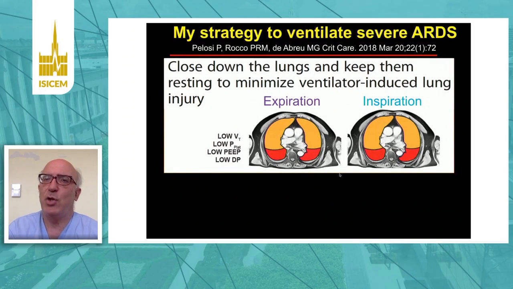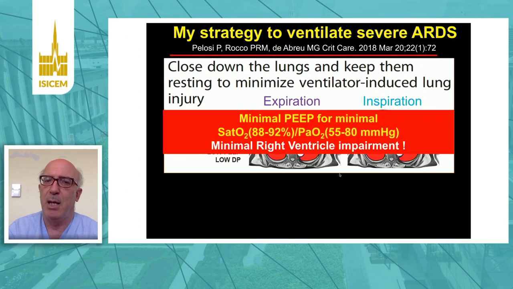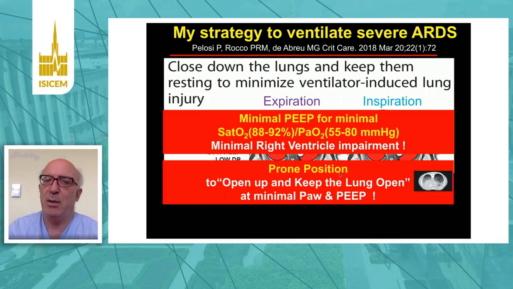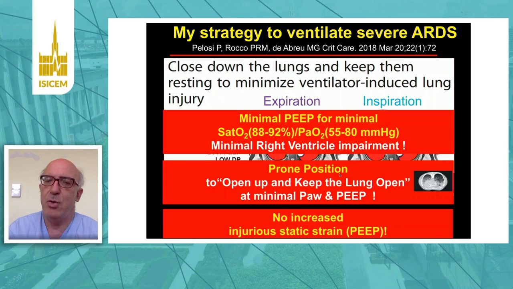So my strategy to ventilate ARDS patients: close the lungs and keep them resting to minimize ventilator-induced lung injury. Look for minimal PEEP for minimal saturation, 88 to 92%, or PaO2 55 to 80 millimeters of mercury, which might be associated with minimal right ventricular impairment. Prone the patient to open up the lung and keep the lung open at minimal respiratory pressure and PEEP, and thus no increased injurious static strain, which is induced by higher levels of PEEP.